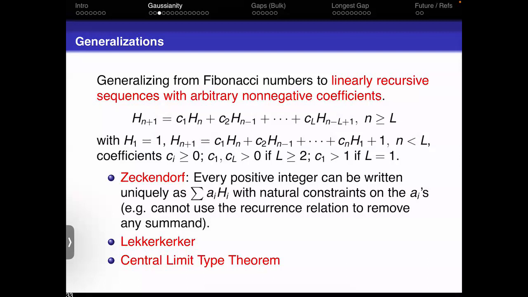And so the Fibonacci sequence is defined by recursion. Well, what if I consider other recursions? So here we'll let h_{n+1} be some combination, c_1 h_n all the way down to c_l h_{n-l+1}. And it's frequently useful if the coefficients are non-negative integers. It turns out that the first coefficient should definitely be greater than 0. It should be at least 1, or things become much more complicated.